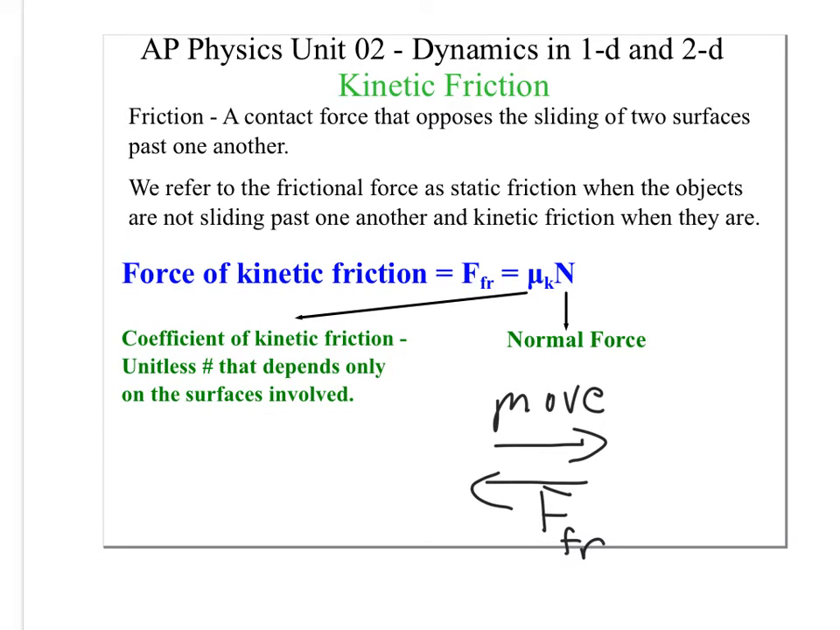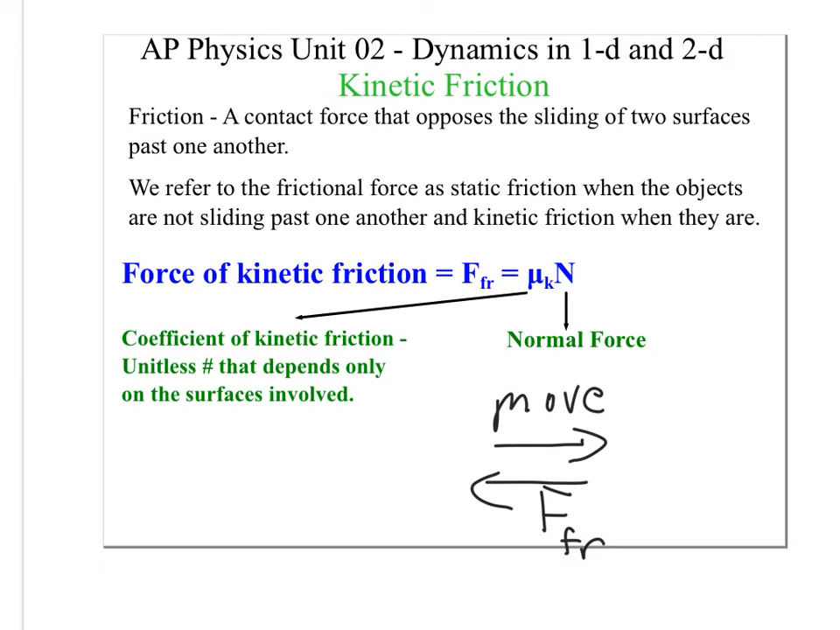We refer to the frictional force as static friction when objects are not sliding past each other. As you probably have experienced, you need some amount of force to just get something moving at a constant velocity. That is due to static friction. We're going to talk about that on Monday. Today we just want to look at kinetic friction, and that occurs when the objects are moving past each other. So that is the friction of your tires on your car against the ground. It's the friction of your hand as you try to slide it along your desk.